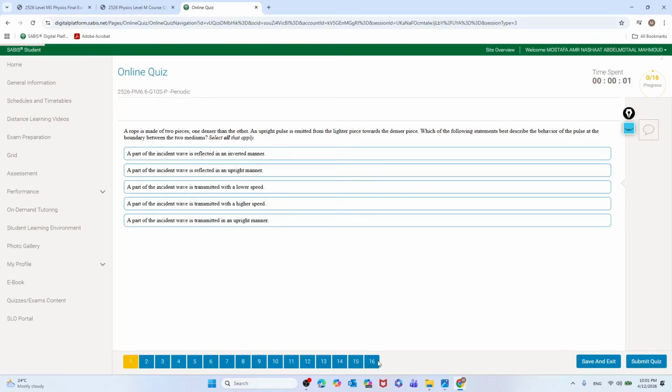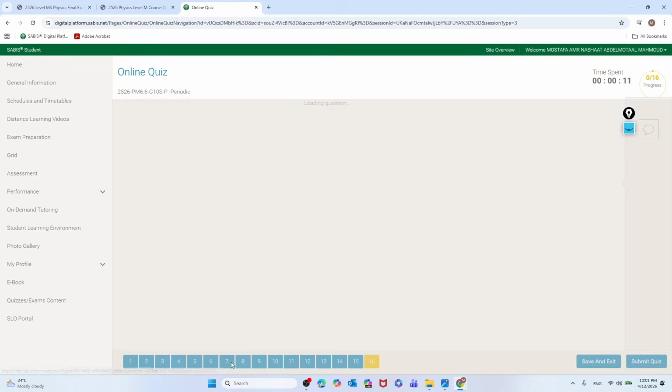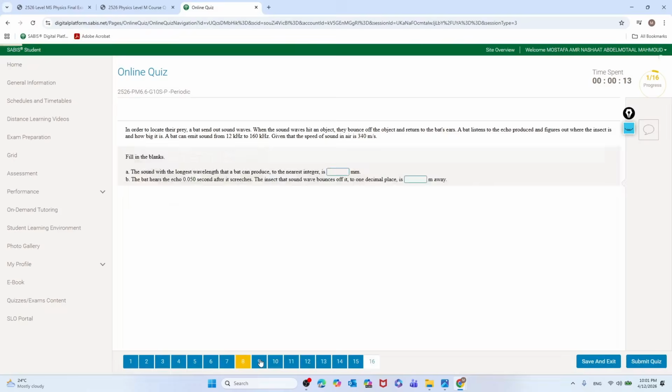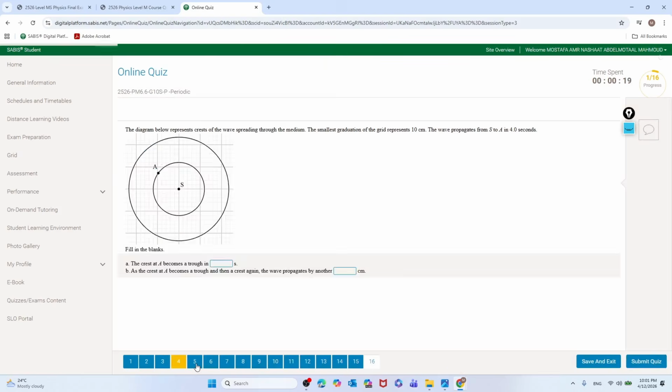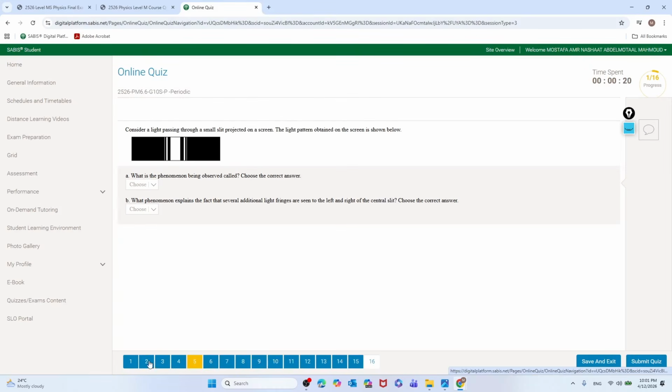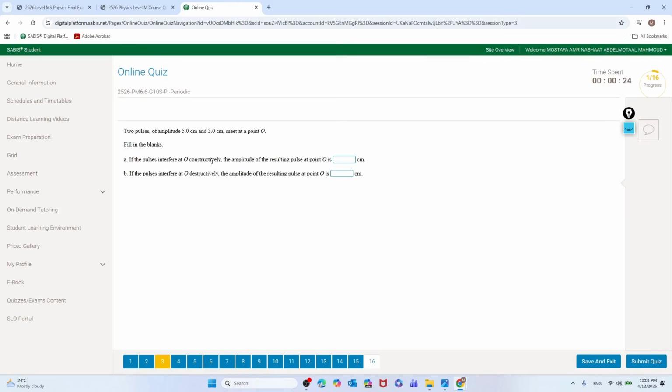Question 16, the last question. Oh no, there was another one also. This is a destructive interference, but there was another question. I forgot where it is. Where is it? Was it before this? Where did they go? Oh, here, okay.